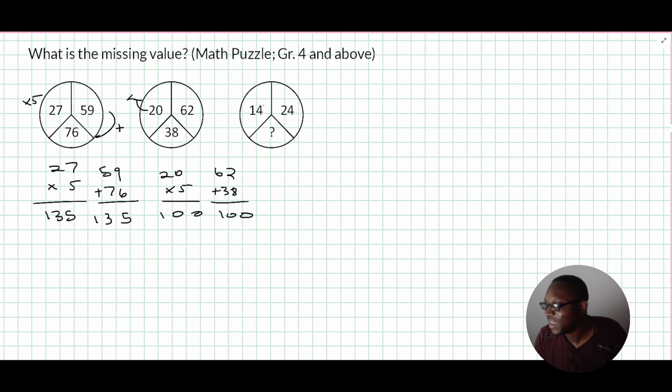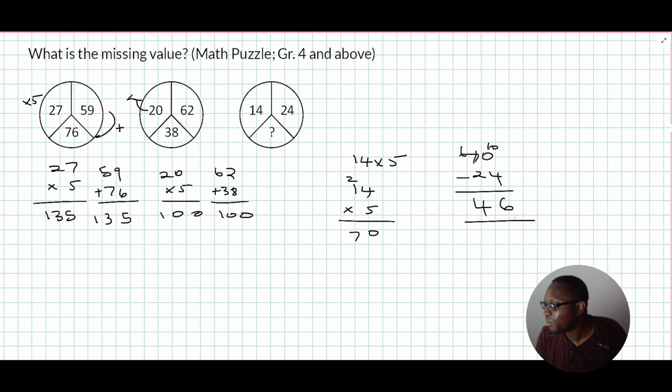So let's go ahead and apply that here. 14 multiplied by 5, we have 70. So 70 minus 24, we have, take one from here, 6. This is 10. 10 minus 4, 6. 6 minus 2, 4. So our missing number here is 46. All right, next one.